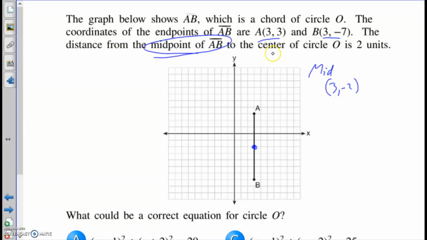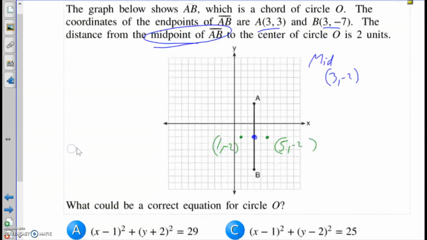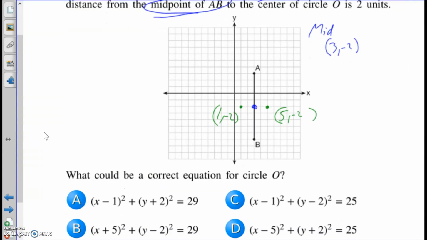The distance from the midpoint to the center of the circle is 2. So that means the center of the circle could be here, which is the point 5, negative 2, or it could be here, which is 1, negative 2. All right, so what could be a correct equation of the circle? It looks like they all potentially have the center. So if it's 1, negative 2, that'd be x minus 1 plus y plus 2. Or if it's the 5, it'd be x minus 5, y plus 2, so not that one.